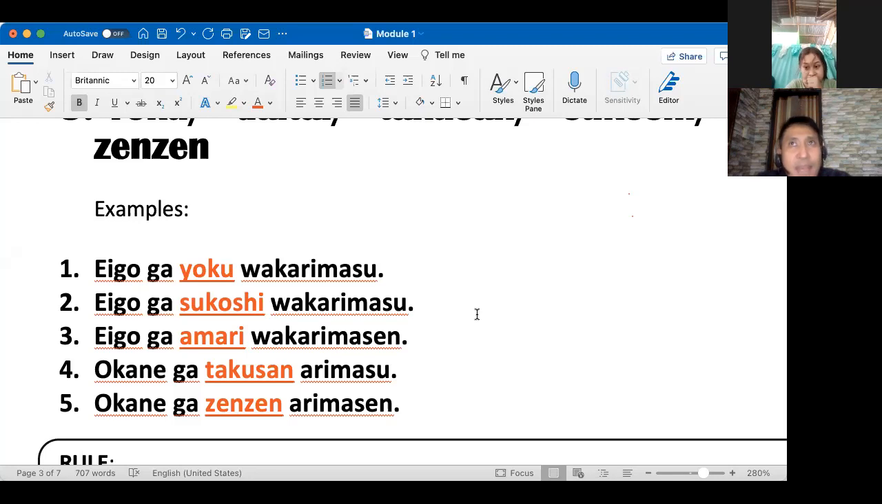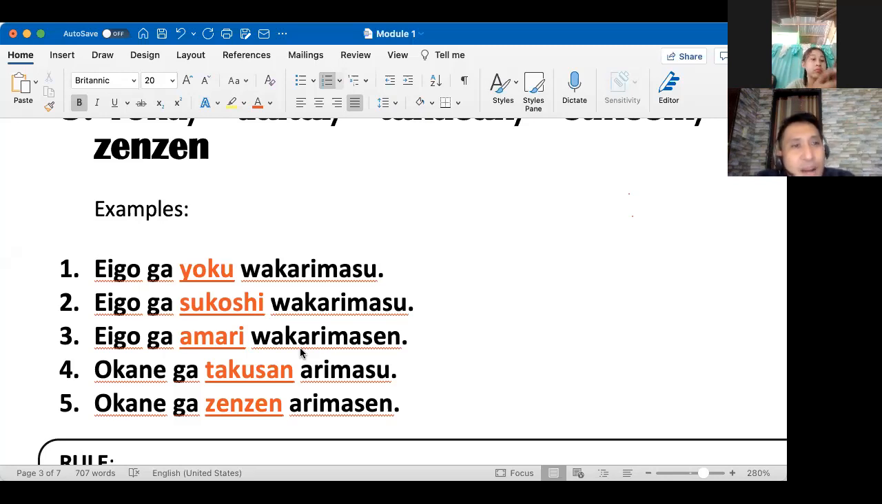So can you give me anything? Let's start with, siguro, umpisahan natin sa Cebuano. Cebuano ga wakarimasu ka? Sige, sagutin natin ito sa chat box. Cebuano ga wakarimasu ka? Gamitan natin ng adverb, no? Yoku ba, sukoshi, amari, takusan, zen. Sige nga, who can answer? Cebuano ga wakarimasu ka?